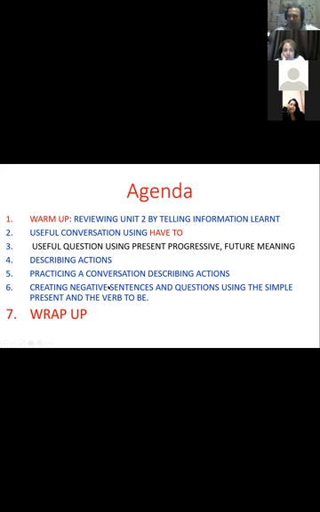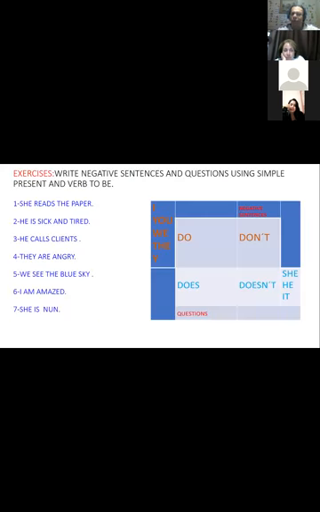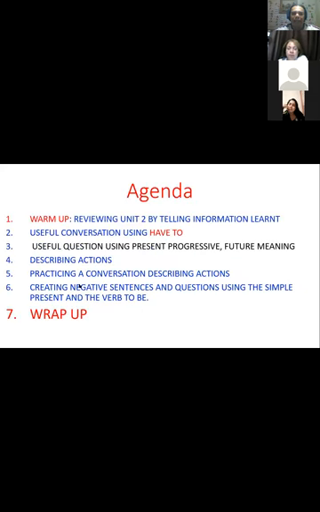Va a ser su tarea for tomorrow, homework for tomorrow. Veamos esto de acá, okay guys? Take a picture, van a practicar creando oraciones negativas y preguntas utilizando the simple present and the verb to be. Take a picture, okay, y háganlo para mañana, right, like that. Very easy, very simple. Okay, ¿ya le tomaron foto? Yes. Okay. So basically, that's the agenda. Esa es la agenda que tenemos para hoy.